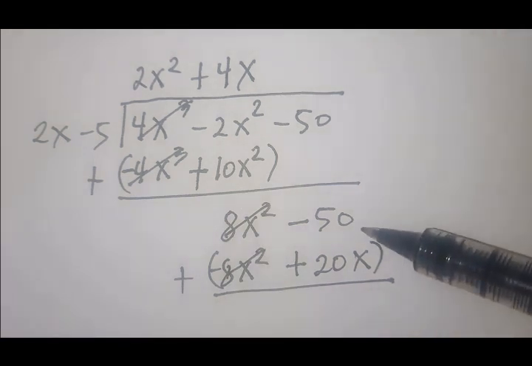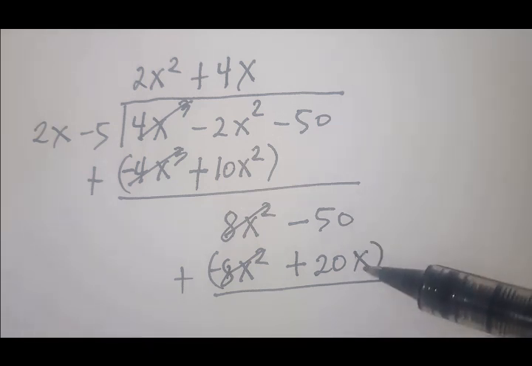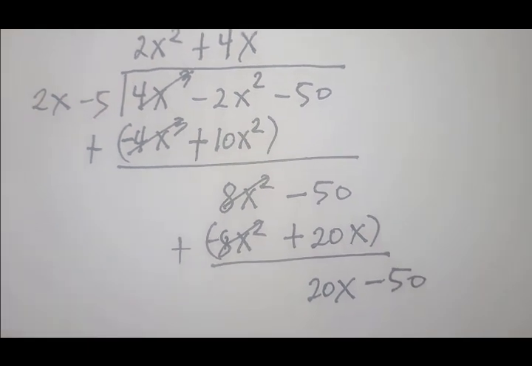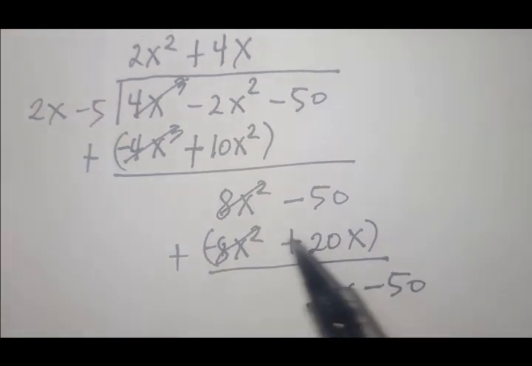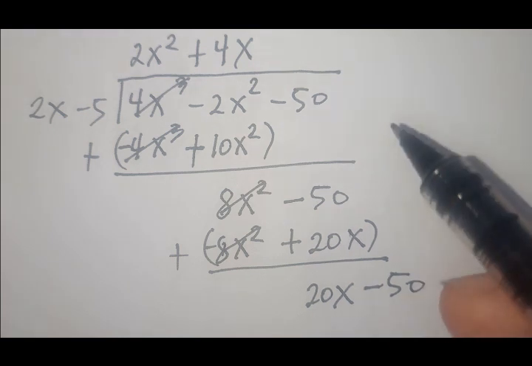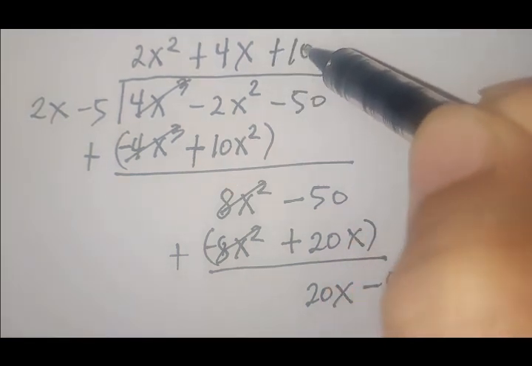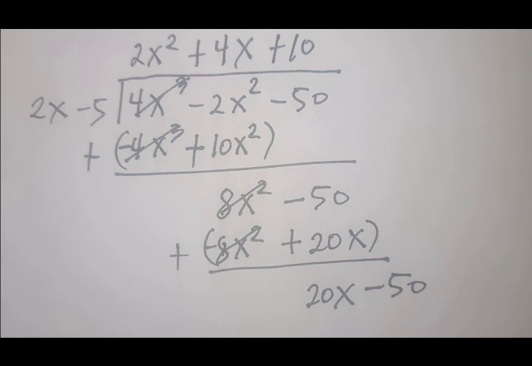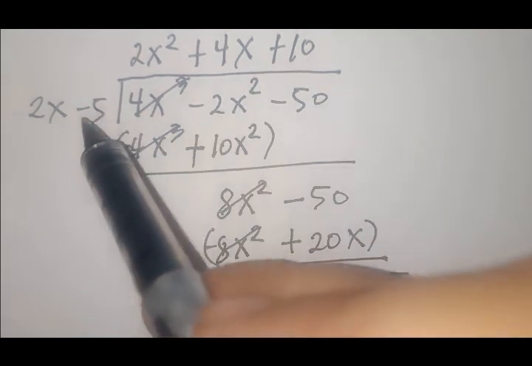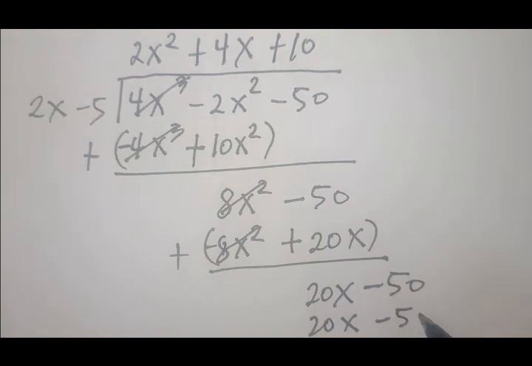Okay, again, gaya kanina, wala tayong similar terms. We'll just simply copy the remaining term. So you have 20x, then negative 50. So 20x divided by 2x. So maka-cancel na yung x natin dito. So 20 divided by 2 will give you positive 10. So 10 times 2x will give you 20x. 10 times negative 5 will give you negative 50.